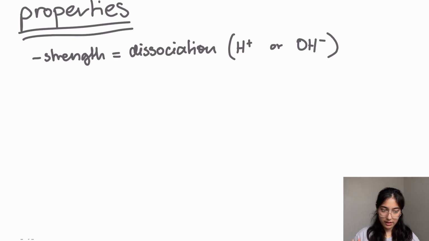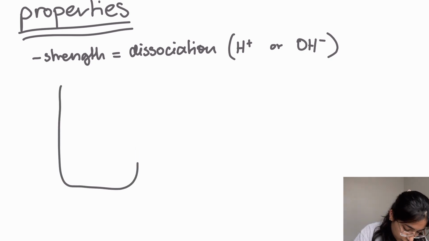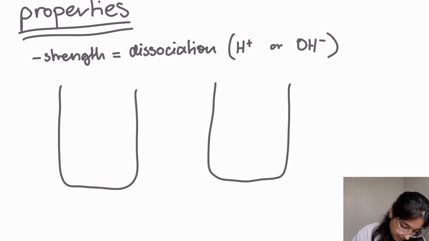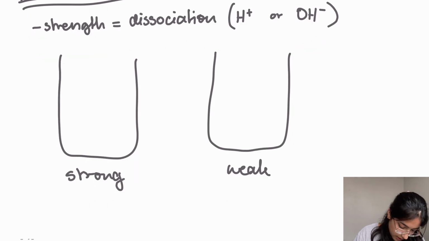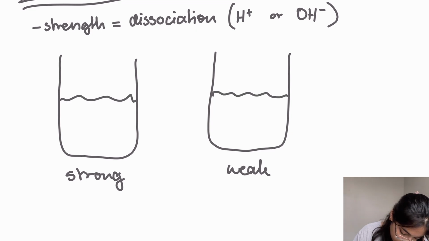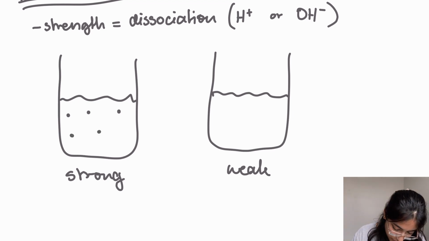So what do I mean by level of dissociation? Let's draw a little diagram. Let's say this is our strong acid, and this is our weak acid. What we will see is that, say we have our solution in here, an aqueous solution. Say we have 5 acid molecules in here, and we also have 5 acid molecules in here.